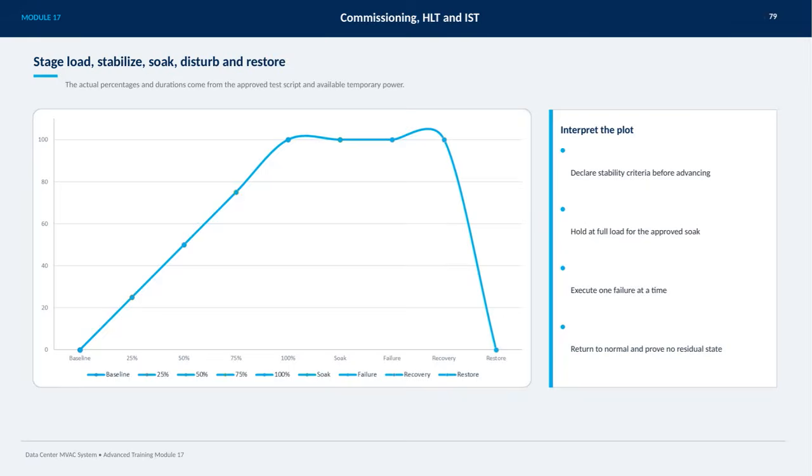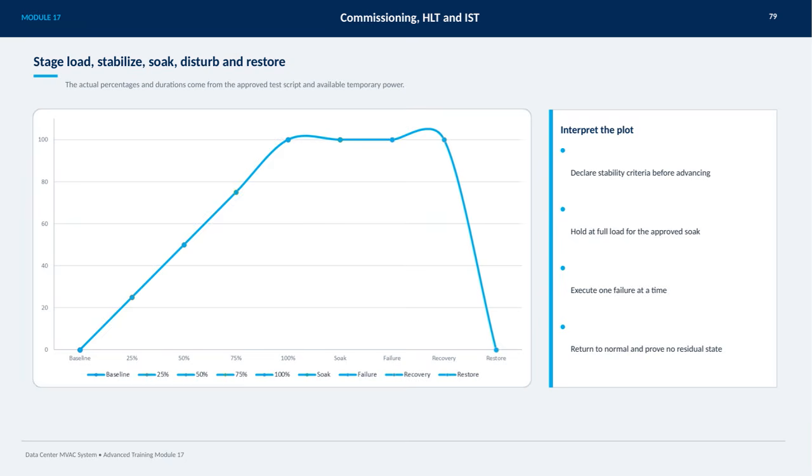On this slide, we focus on the critical stages of the commissioning process for the data center MVAC system. First, you need to interpret the plot carefully to understand system behavior. Before moving forward, always declare your stability criteria to ensure consistent and reliable results. Then, hold the system at full load for the approved soak period as specified in the test script.